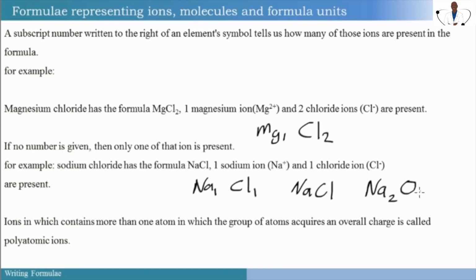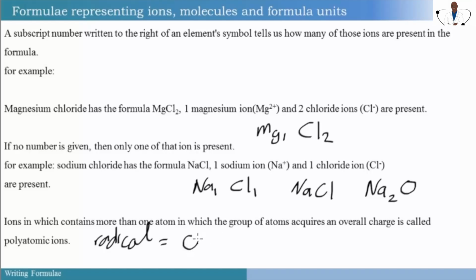So ions which contain more than 1 atom, in which the group of atoms acquires an overall charge, are called polyatomic ions. Now another word that is used for polyatomic ion is radical. Now your radical is simply your group of atoms that is governed by an overall charge.